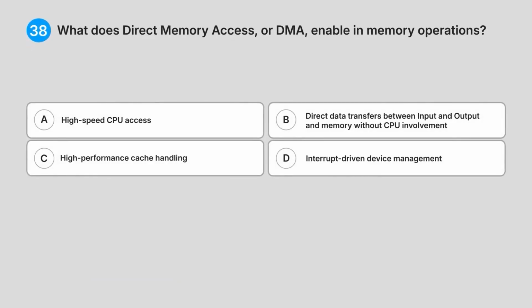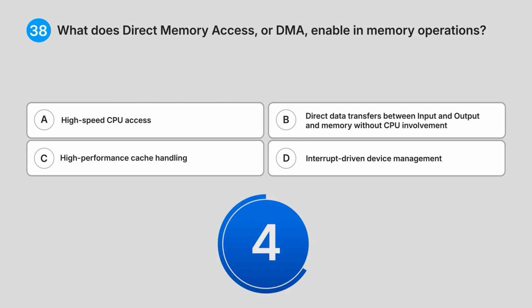(38) What does Direct Memory Access, or DMA, enable in memory operations? A. High-speed CPU access. B. Direct data transfers between input and output, and memory without CPU involvement. C. High-performance cache handling. D. Interrupt-driven device management. Do you know the answer?